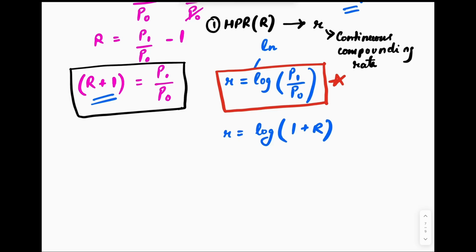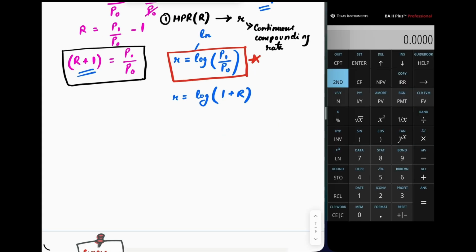I have not yet told you what exactly continuous compounding is, how we are going to calculate it, and what the difference is between holding period return and continuous compounding. So just stay tuned and I'm going to tell you step by step. Alright, now I have brought out my calculator, and for this particular formula wherein we are using log, you need not calculate using paper, pen or manually, alright?